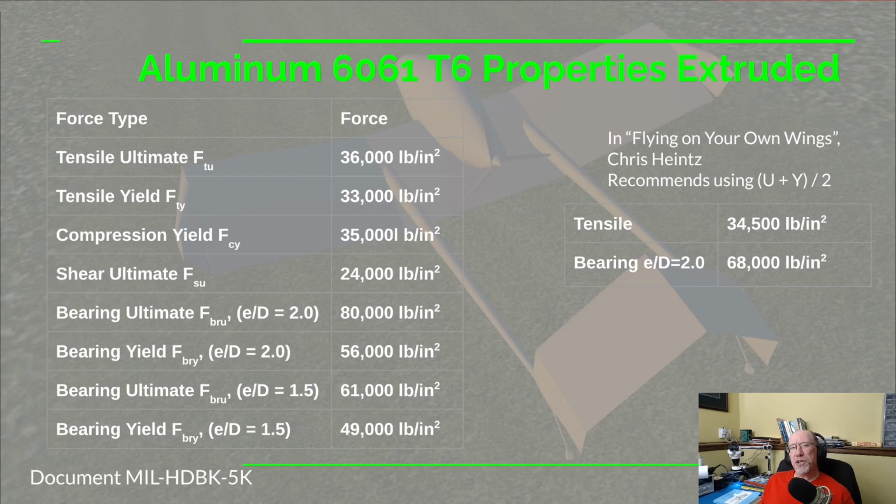Yield is the amount of force you can apply on it where it will start to deform, and then when you release that force, it can't go all the way back to its original shape. That's yield. Ultimate is where it completely tears apart. So we've got tensile ultimate, tensile yield. We have compression yield. We don't have compression ultimate. We have shear ultimate, but we don't have shear yield. And then we have bearing, ultimate and yield. And we have two different edge to diameter ratios.